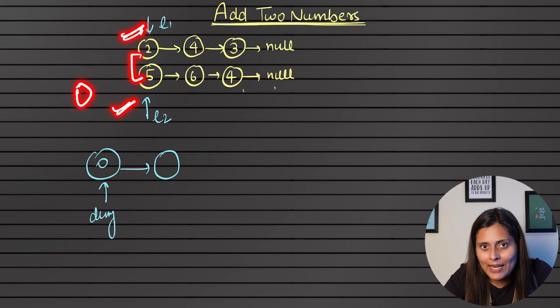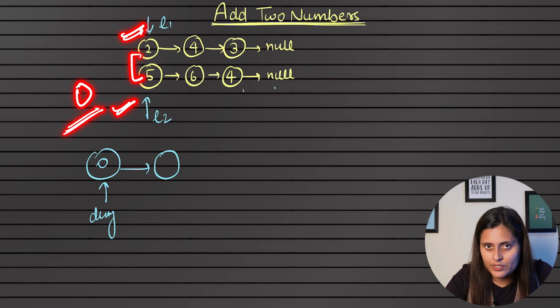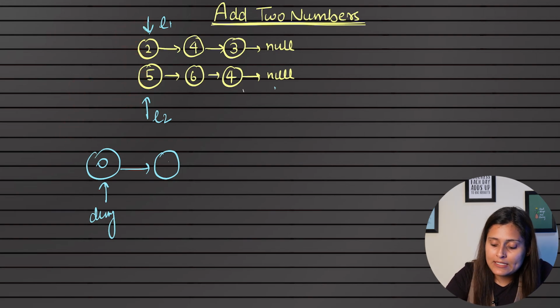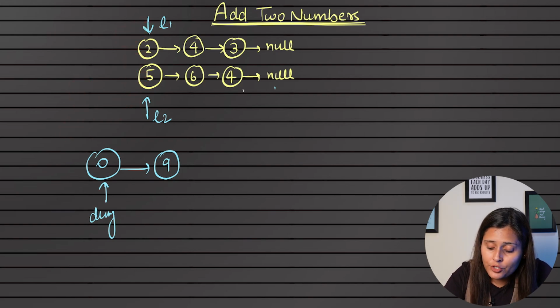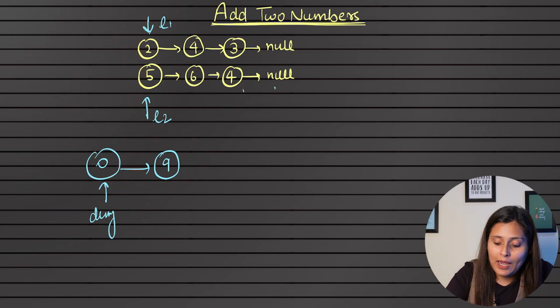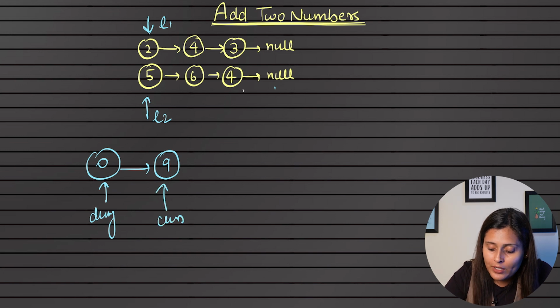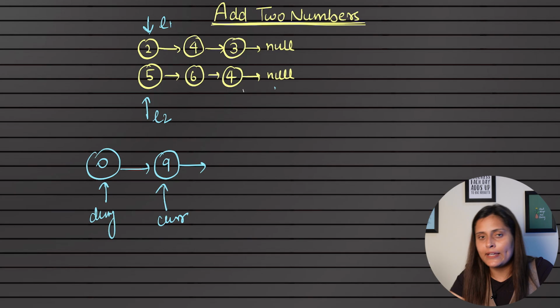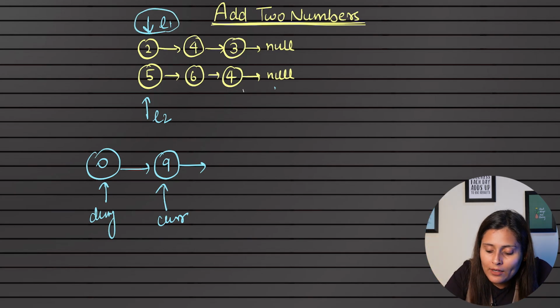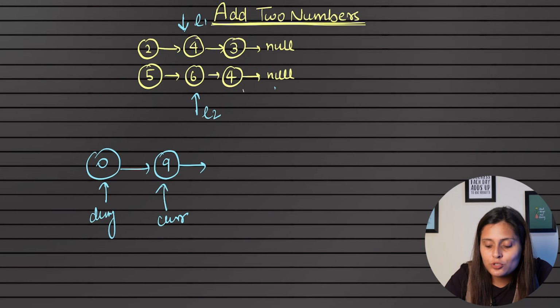Is it less than or equal to 9? Yes, which means carry forward will be 0 only, and we will connect a new node with the value 9. And now here also we have to iterate, so current we will move ahead, correct, so that next time we will connect a new node to it. Now again, L1 will move ahead and L2 will also move ahead. Now what we'll do is L1 dot value plus L2 dot value plus carry.